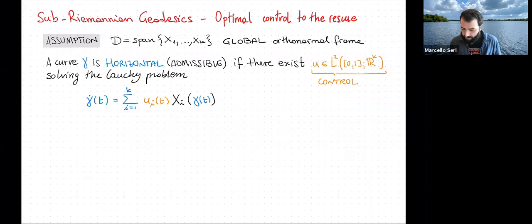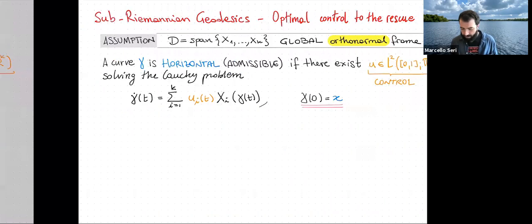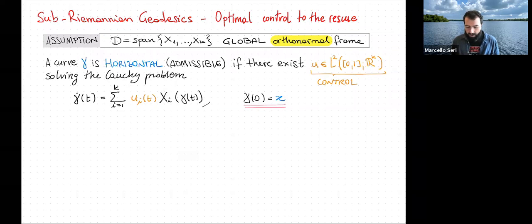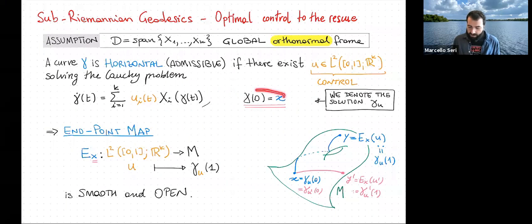There is a reason that we want the controls here to be L2 or L infinity. There are reasons that you want boundedness. I can give you a counterexample later if you don't take bounded controls, but I don't want to get into that rabbit hole right now. And then we know that this curve starts at a certain point x, and we are going to look for curves that end at a certain point y.